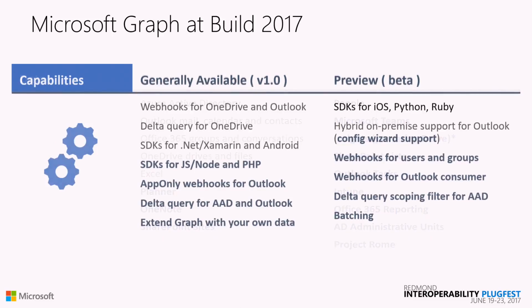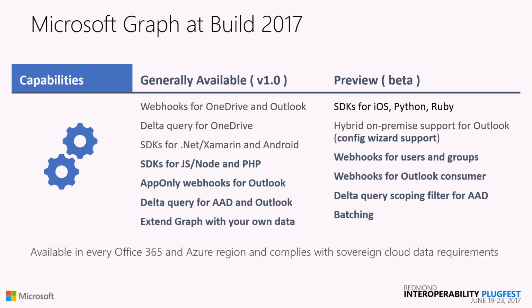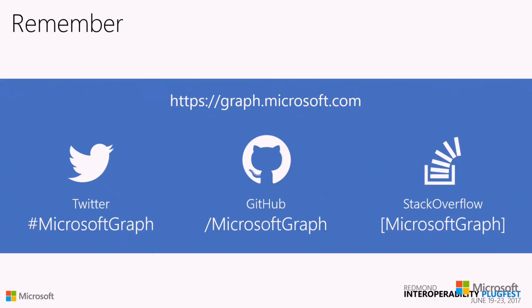And we also added a bunch of capabilities at Build 2017, adding Delta Query for AAD and Outlook, batching, etc. Again, these slides will be available for your perusal afterwards. The Graph Explorer was dramatically updated. If you want to engage with us, there are three main places that we engage: on Twitter at #MicrosoftGraph, on GitHub at github.com/MicrosoftGraph is the organization. And then on Stack Overflow, you can tag your questions as Microsoft Graph as well.